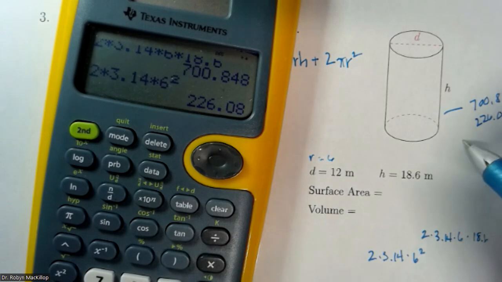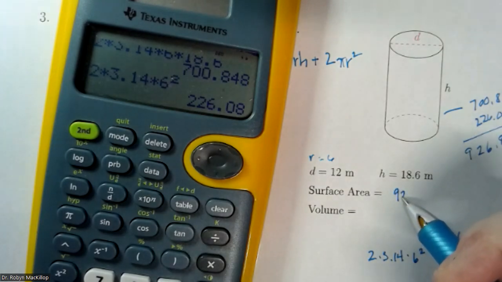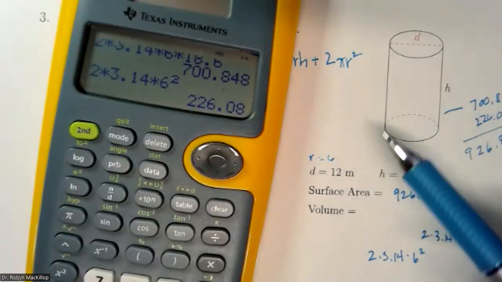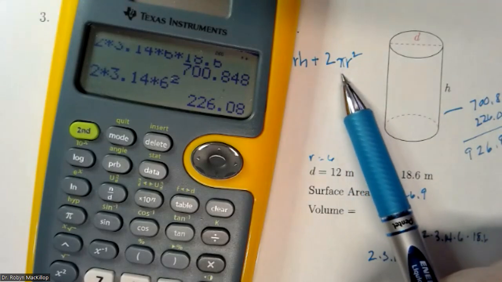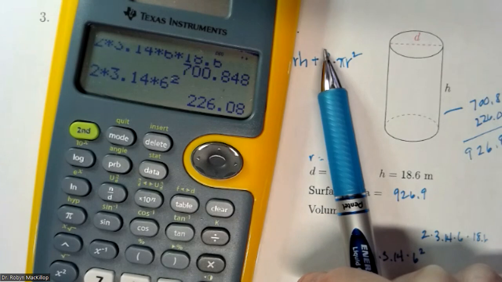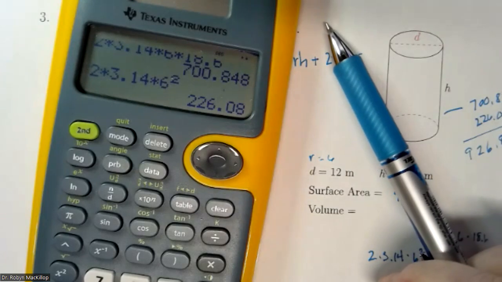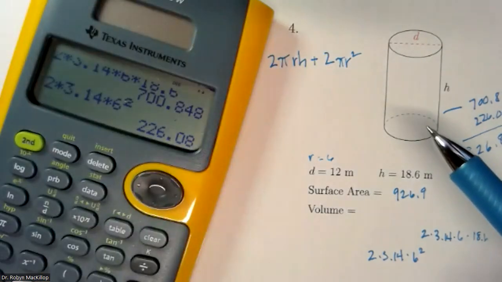226.08. Add those together, you've got 8, 8, 6, 2, 9. So surface area is 926.9. Does that make sense with the solid top, solid bottom? So this is solid top, solid bottom. This would be like a cup where the top is open and the bottom is solid. Then you'd get rid of it completely if it was like a paper towel tube. So hopefully that makes sense.